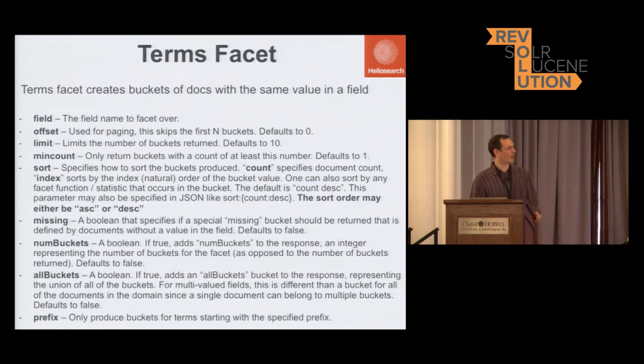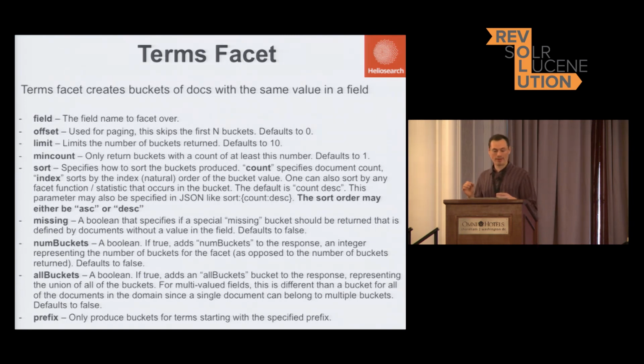So this is really just documentation. I'm not going to go over it all. I'll just point out the differences between Heliosearch and Solr in this. It's like the sort. In Solr, essentially, you can sort by count, descending, or index, ascending. In Heliosearch, you can sort by count, ascending or descending, and index, ascending or descending, or any of the statistics that are generated for that bucket also.